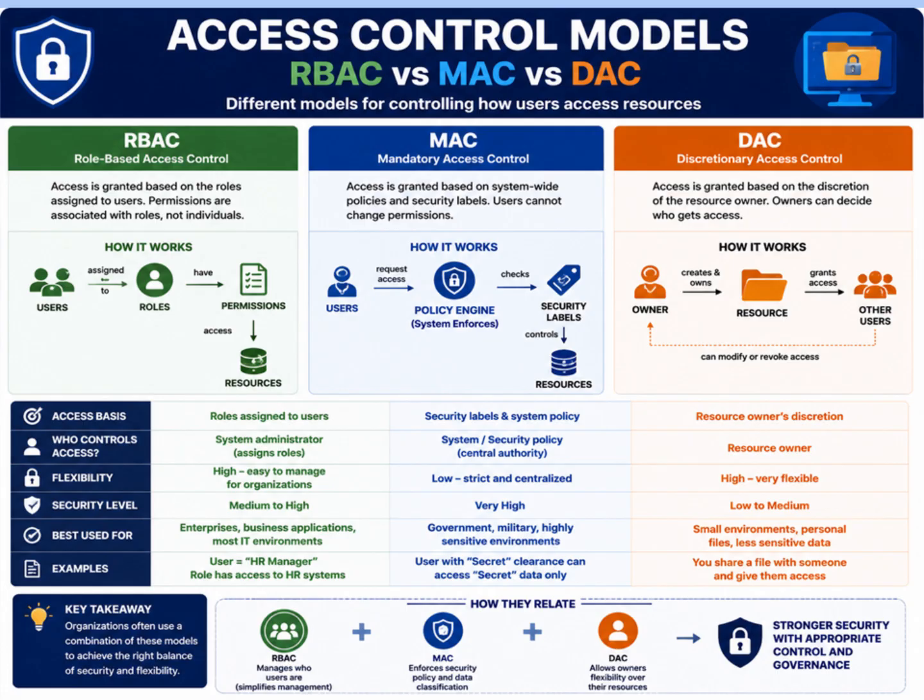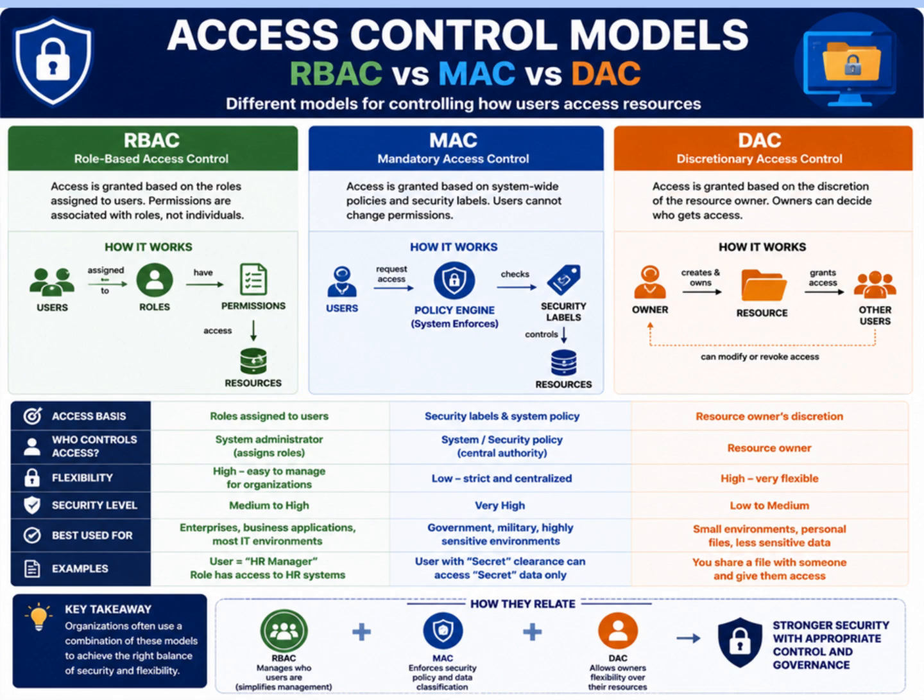The slide also compares these models in terms of flexibility, security, and management approach. RBAC offers a balance between security and operational efficiency. MAC provides the highest level of security and control, but with less flexibility. DAC is the most flexible, but generally provides a lower level of centralized security governance.